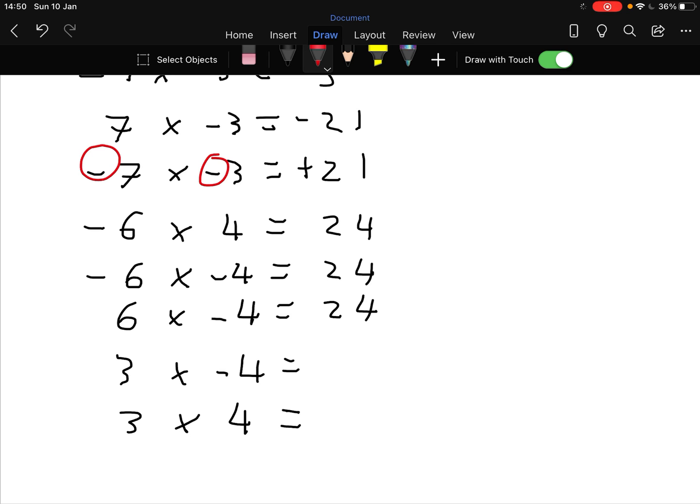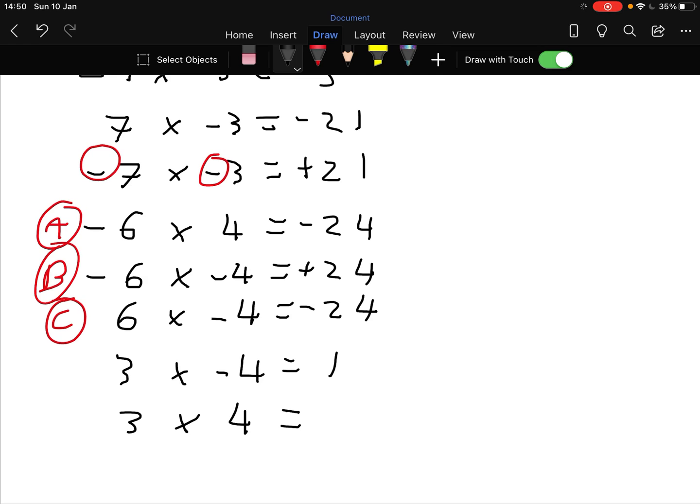Now, let's look at the first one. We call it A. A is minus 6 times 4. They're two different signs, so what will this be? It'll be minus 24. B is minus 6 times minus 4. They're both the same, so what does that mean? That means it's plus. So C, 6 times minus 4. Is that going to be like A or B? And why? It's going to be like A, because it's two different signs. One is plus, one is minus. So it's minus 24, you see?